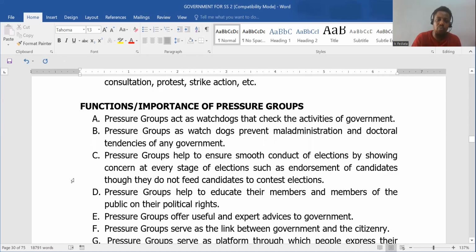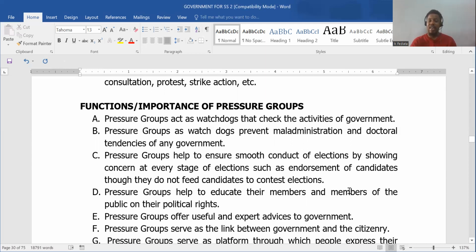Now, what are the importance of pressure groups? They act as watchdogs and they check the activities of government, especially to protect the interest of their members. They also act as watchdog to prevent maladministration. When the government is doing the wrong thing, like people believe that this increase in the pump price of fuel is not a good policy. Government should have put things in place before withdrawing it. They can help to ensure smooth conduct of elections, right? They can endorse candidates as well during election and support that candidate.